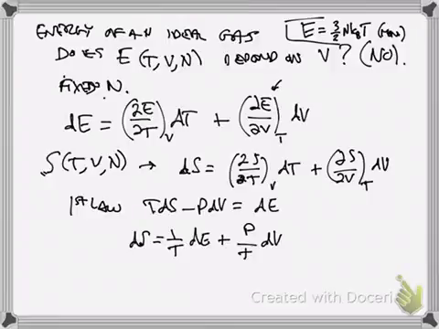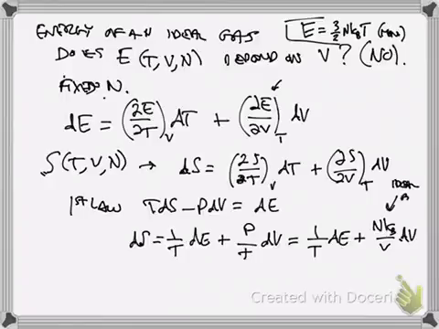Okay, and if I use the ideal gas law, I can write this as 1 over T dE plus N k_B over V dV, right? So I'm using the ideal gas law. Okay. All right. So I have that this is dS. I have an expression for dE, and I'm going to plug that expression for dE in here.